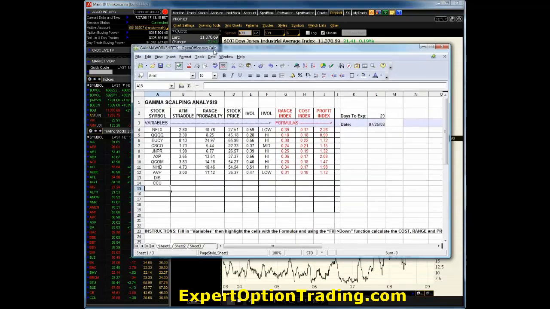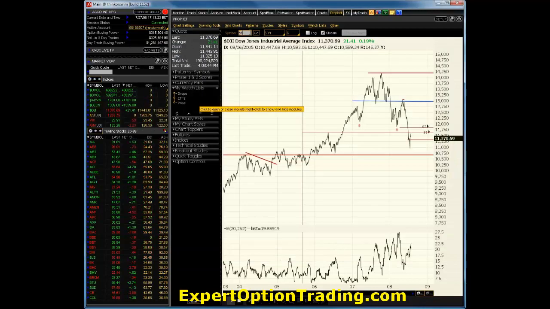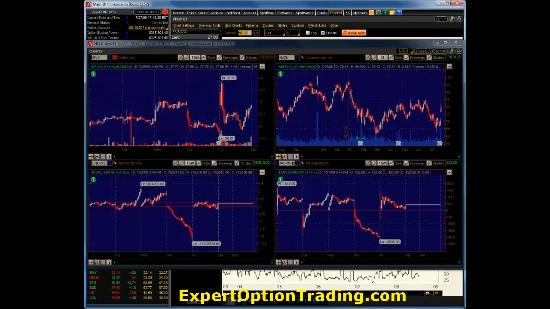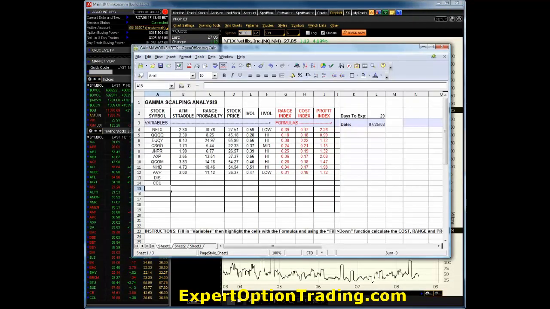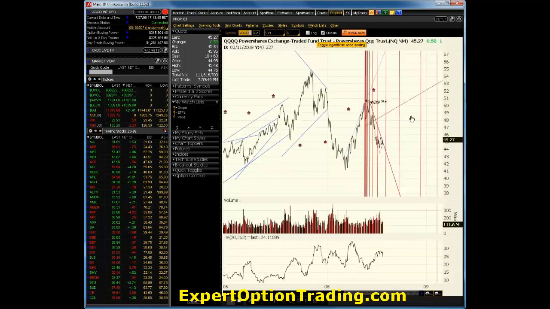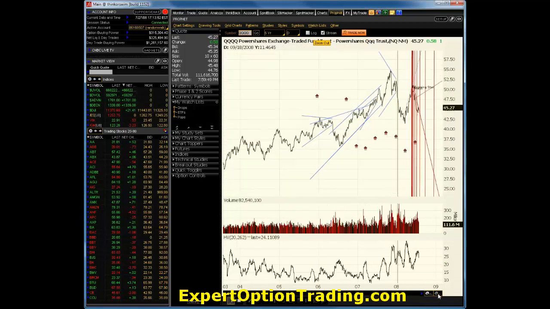Let's take a look at a couple others here. I went through Netflix. Let's take a look at Netflix. You can see on a historical basis, the Netflix historical volatility is in a relatively low area. So that's one issue that it looks like we may have some success with. If we take a look at the Qs, for example, again, the historical volatility is at a relatively high level compared to the previous 5 years.